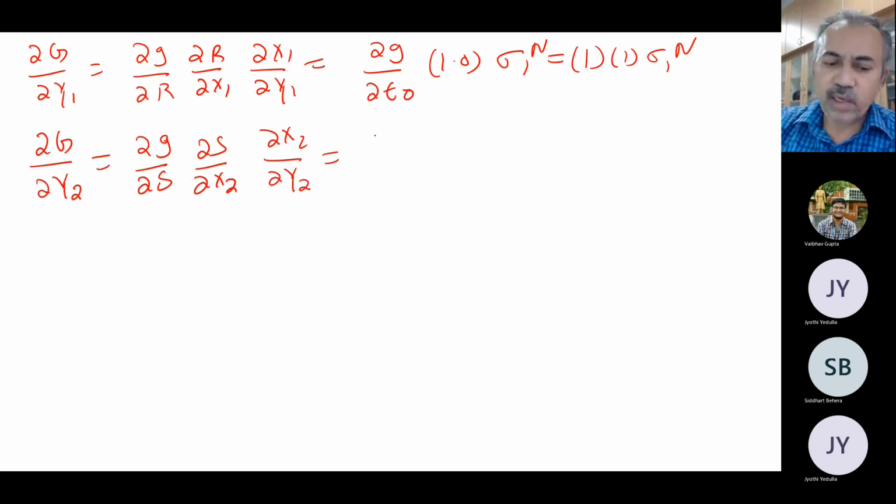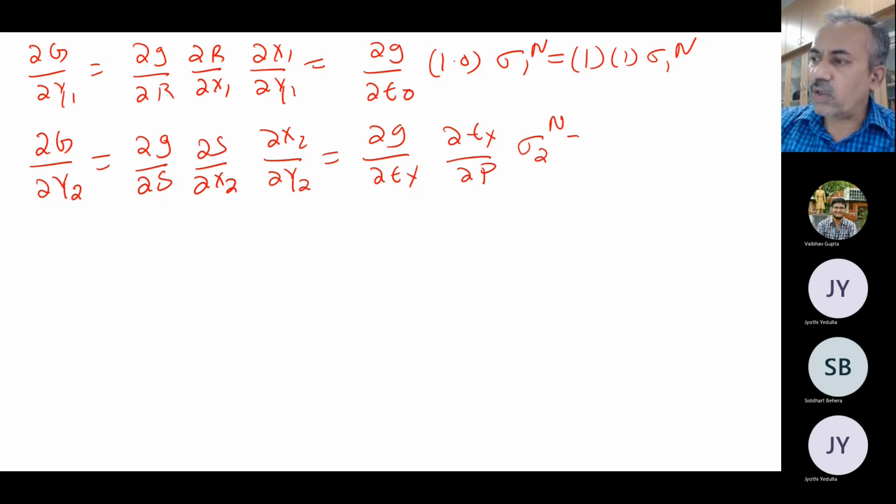So this turns out to be dou g by dou epsilon x, okay, so dou epsilon x by dou p, and then sigma 2 of n. So this anyway minus 1. So dou epsilon x by dou p, and then sigma 2 of n. So this is a derivative.